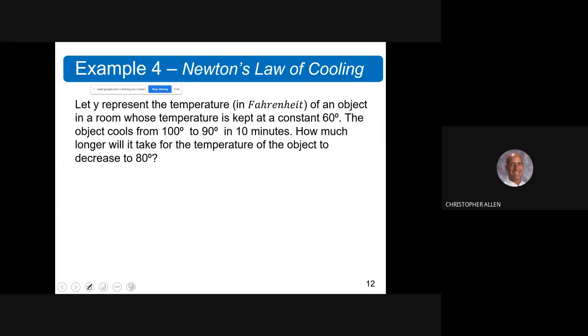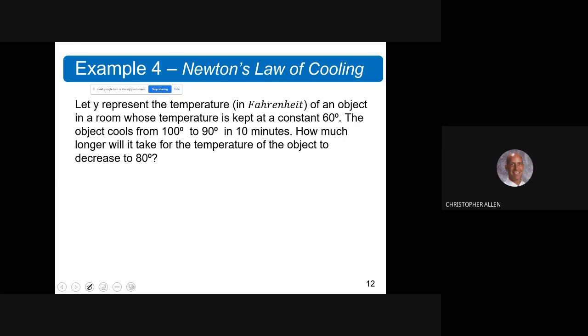Okay, last question. Here we go. And then we'll try to do a little bit of practice, and I'll give you an answer. So it says, let Y represent the temperature in Fahrenheit of an object in a room whose temperature stays a constant 60 degrees. The object cools from 100 to 90 degrees in 10 minutes. How much longer will it take the temperature of the object to decrease to 80?